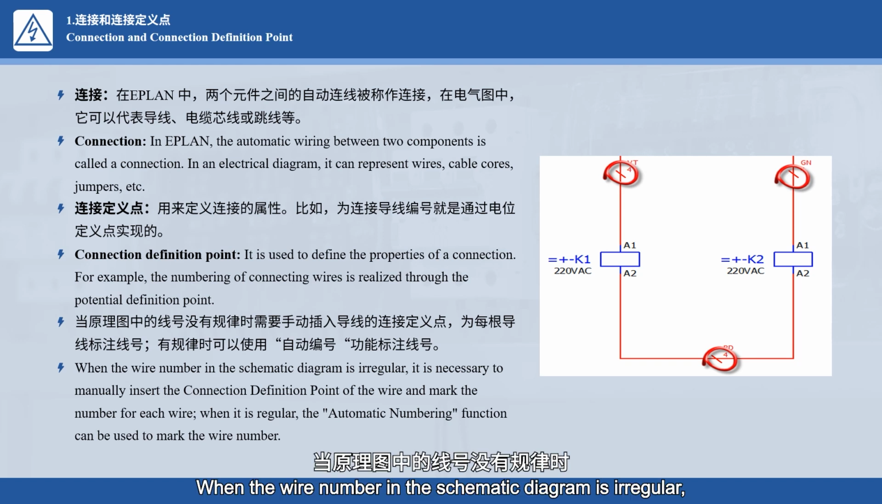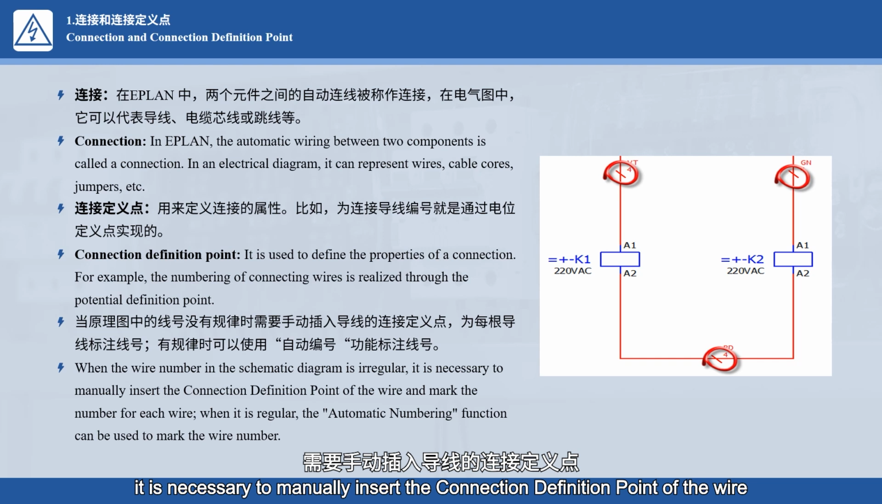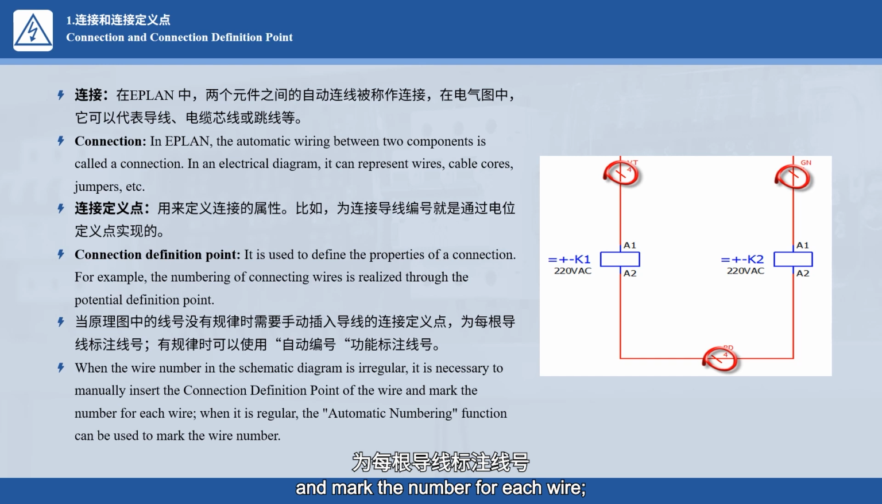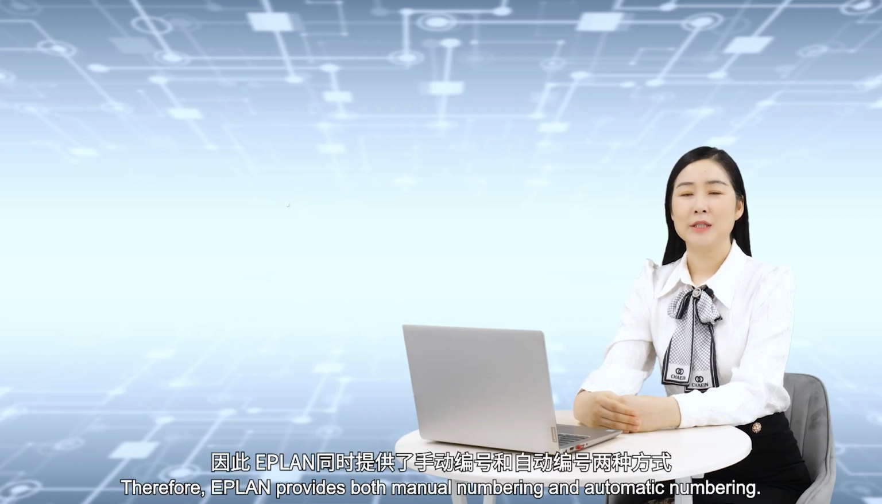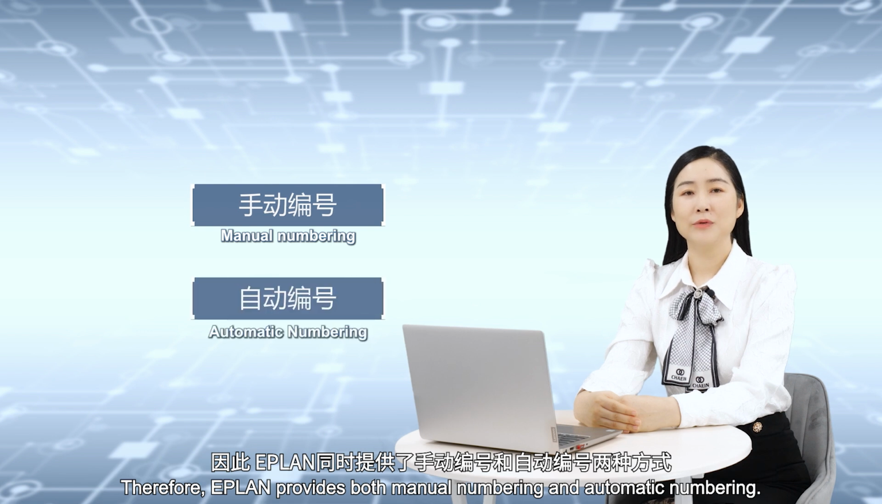When the wire number in the schematic diagram is irregular, it is necessary to manually insert the connection definition point of the wire and mark the number for each wire. When it is regular, the automatic numbering function can be used to mark the wire number. Therefore, E-Plan provides both manual numbering and automatic numbering. The specific operations are as follows.